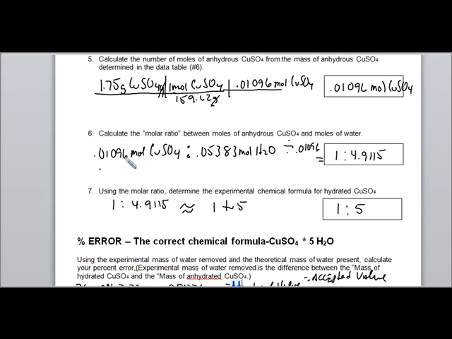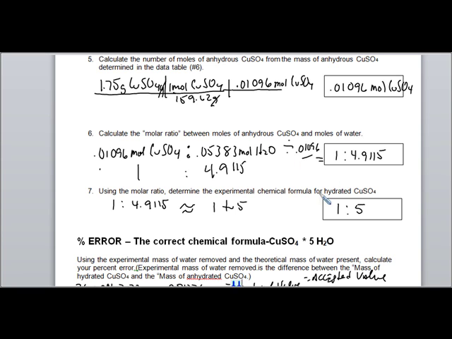So, this is moles of copper 2 sulfate. This is moles of water we just calculated, right? Now we're going to divide by the smallest number. That will obviously give us a 1 here and almost 5, 4.9115 moles here. Well, we realize that the closest whole number is 5.